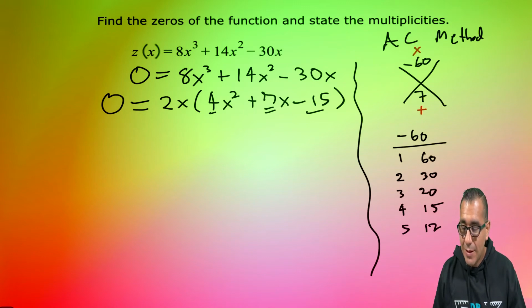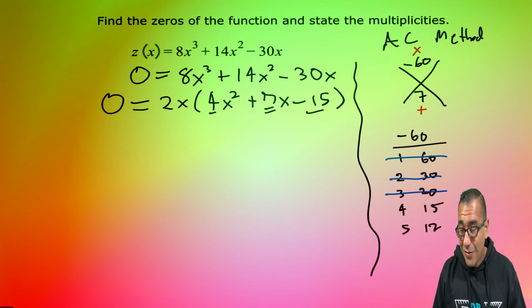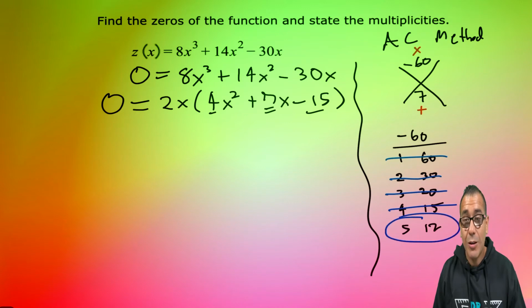So I go through my list here. Nope, nope. If I subtract them, is there any way I could get 7? 20 and 3, I'll get 17. 4 and 15, I'll get 11. 12 and 5, we got a winner.